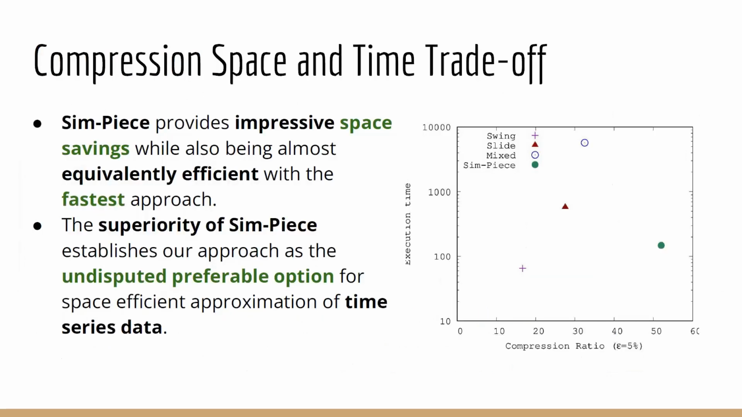And here we can see the space-time trade-off of each approach. Being closer to the bottom means that you're faster, and being closer to the right side means that you offer better compression ratio. So SymPeace clearly stands out by providing impressive space savings while also being almost equivalently efficient with the fastest approach. Mixed offers the second best compression ratio, but it's much slower than all other approaches. And Swing is the fastest approach, but the space savings that Swing offers are very modest.